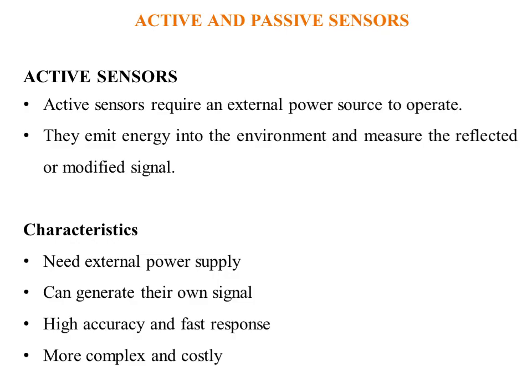Active sensors require an external power source to operate. They emit energy into the environment and measure the reflected or modified signal. The characteristics of active sensors are: they need an external power supply, can generate their own signal, high accuracy and fast response, more complex and costly.